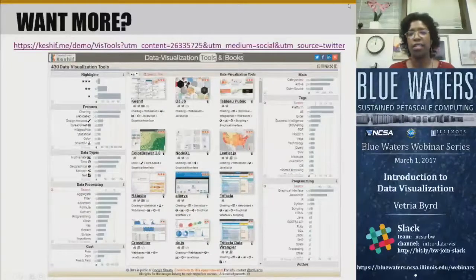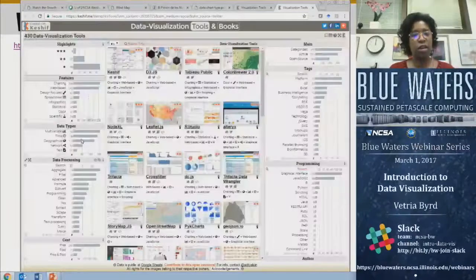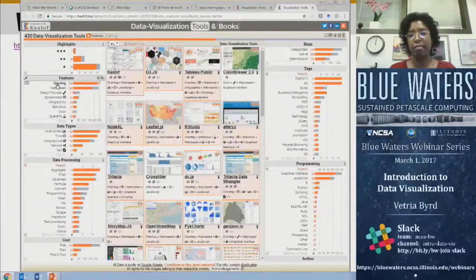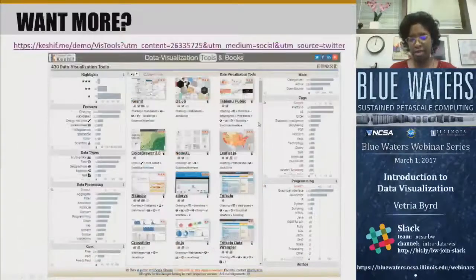Let's see if I can do this. Maybe not. But if you just hover over any of those things, it will highlight if you're looking for data types, if your data is multivariate data, or if you're looking for a statistical tool that will allow you to do data visualization. If you're looking for spreadsheets, it's a resource. It's a lot of information, but I think it will be very helpful for you, again, as a starting point.